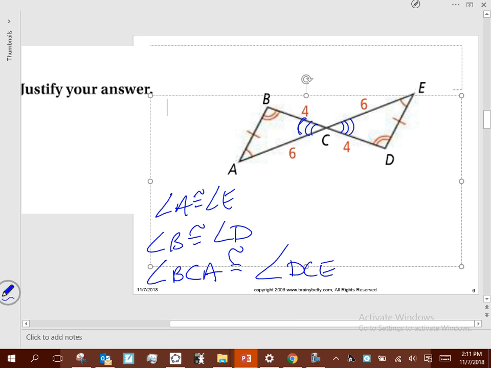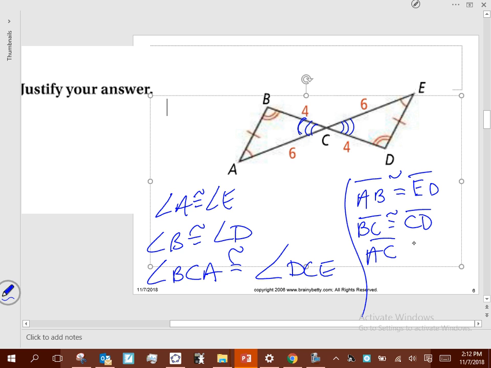So that's good, but that's not enough to say these 2 shapes are congruent. We then have to say that segment AB is congruent to segment what? ED. What about BC? CD. And what about AC? CE. So those are the 6 things we need to justify, that we need to come up with, to say, yes, these 2 shapes are congruent.